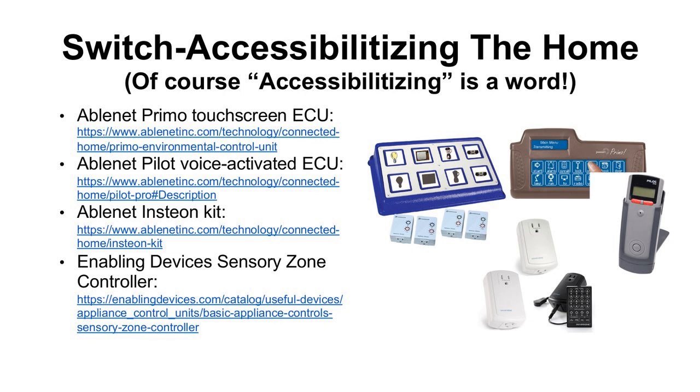And then the last one I listed there is the enabling devices sensory zone controller. And this one I really like. In the picture it's the blue one that kind of looks like the Cheap Talk 8 from enabling devices. And it's a good first device for controlling home. It will control up to 4 appliances, and they come with little things that plug into your outlet, and you hook your appliance into that.